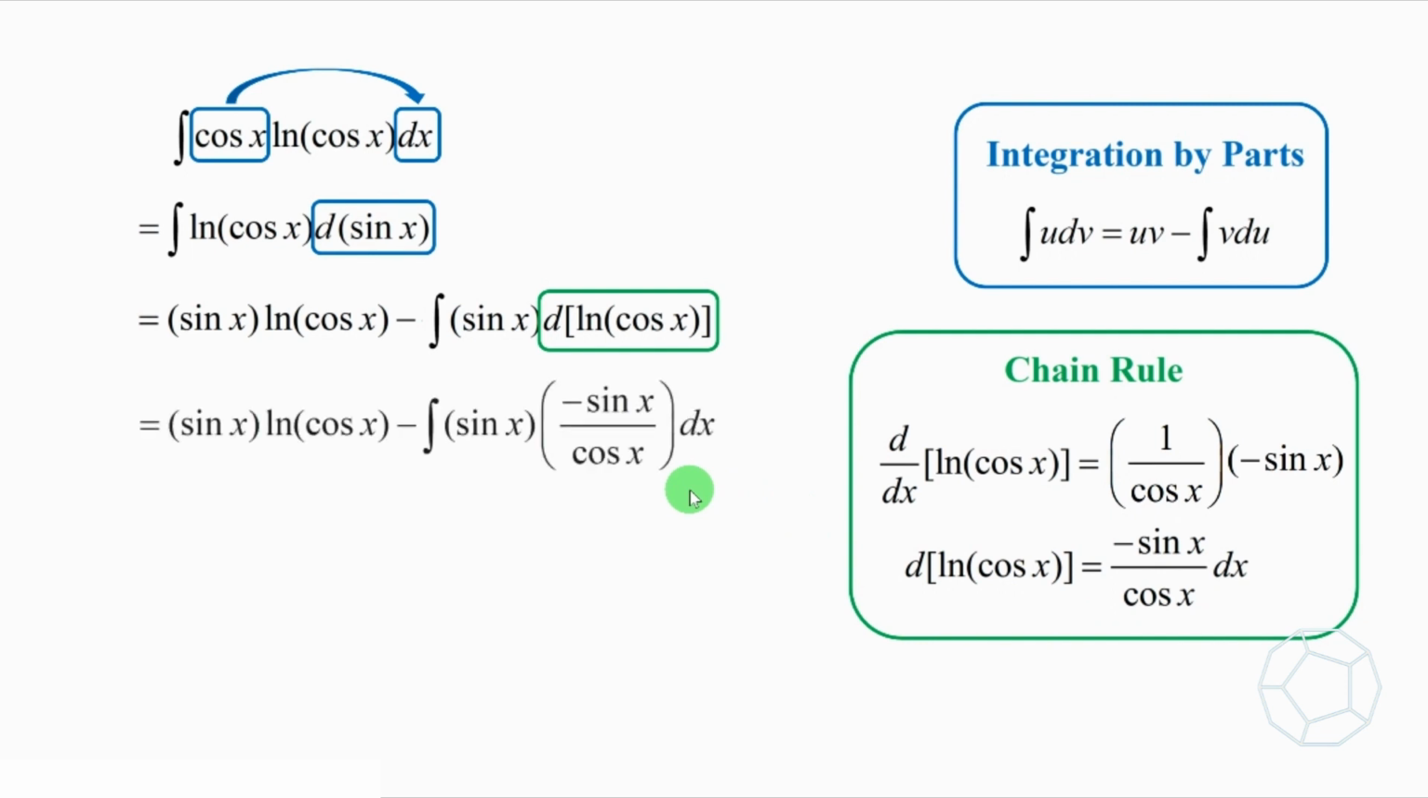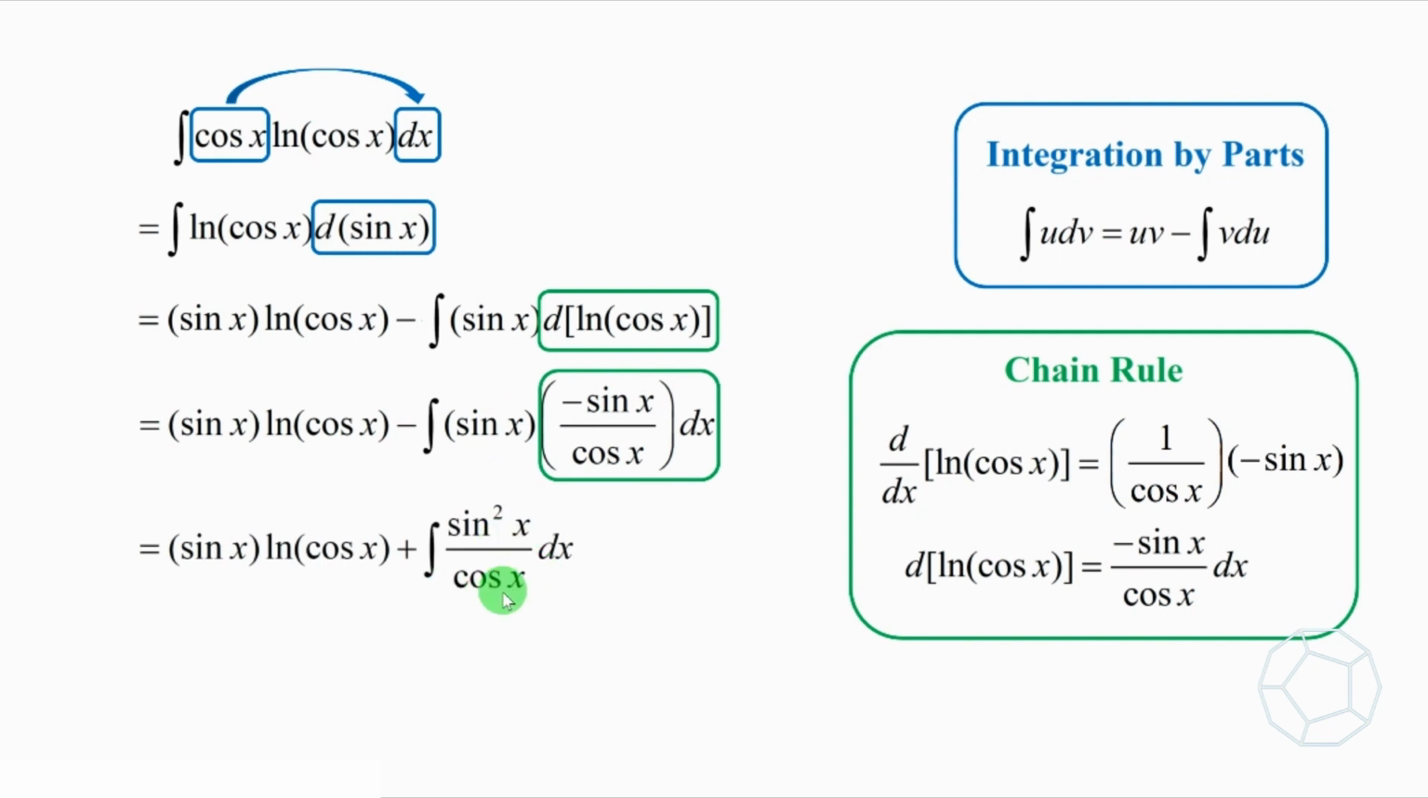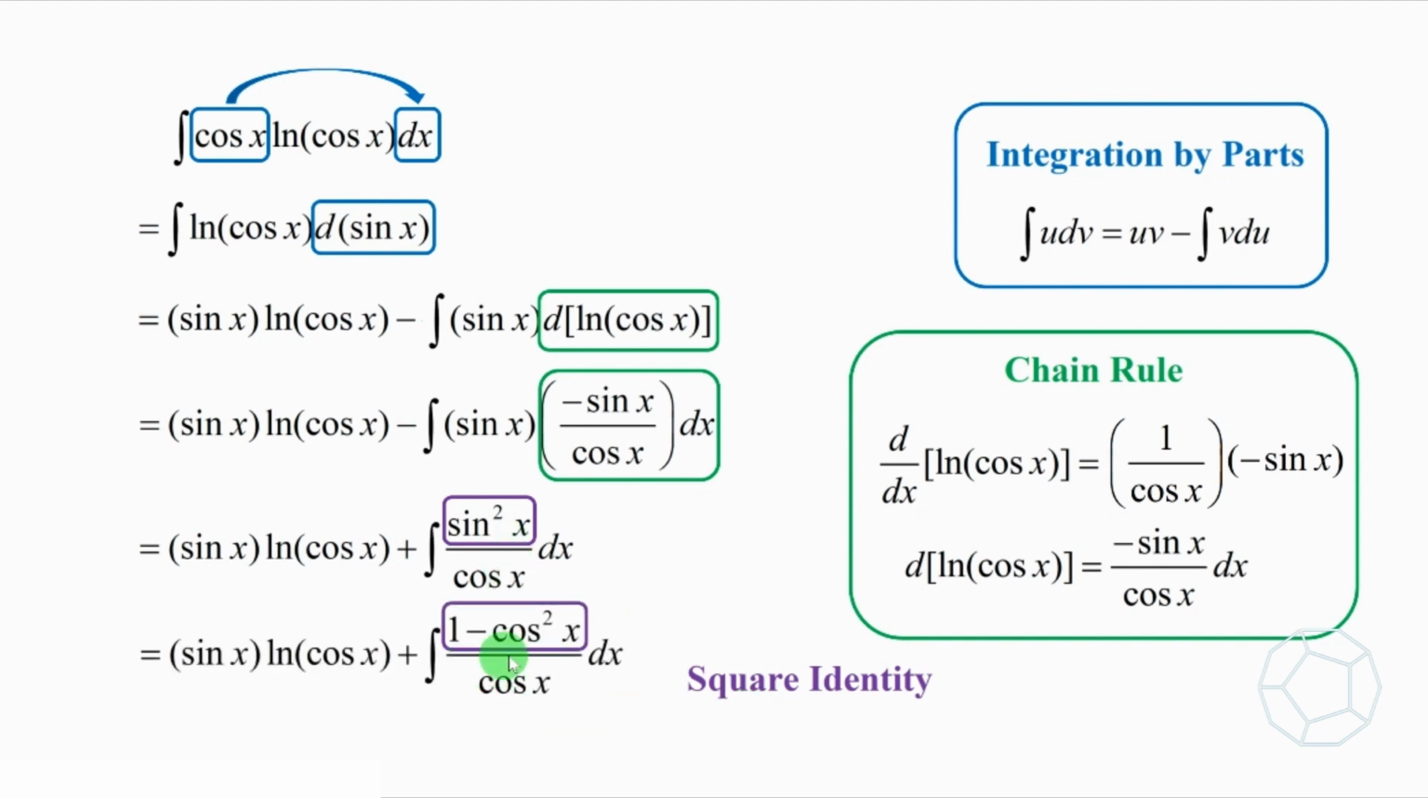Let's put the result into the integral. Multiply the two terms together, we'll have integrate sine square x over cosine x dx. Now, we look at the term sine square x. Let's use the square identity to change the form. Sine square x is equal to 1 minus cosine square x. Then, how do we evaluate it?